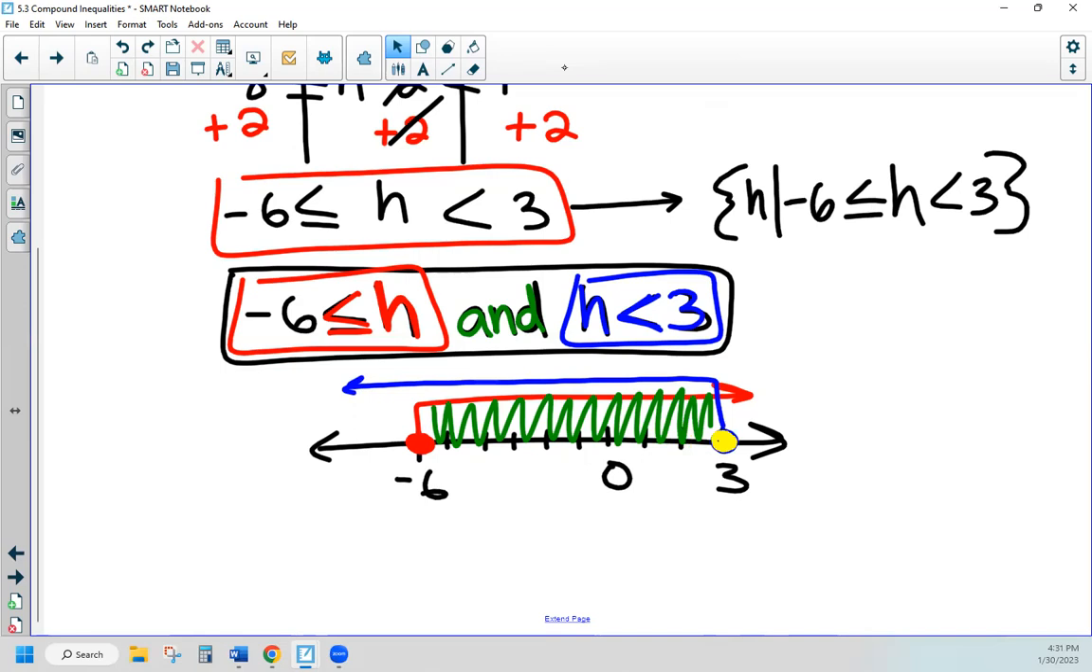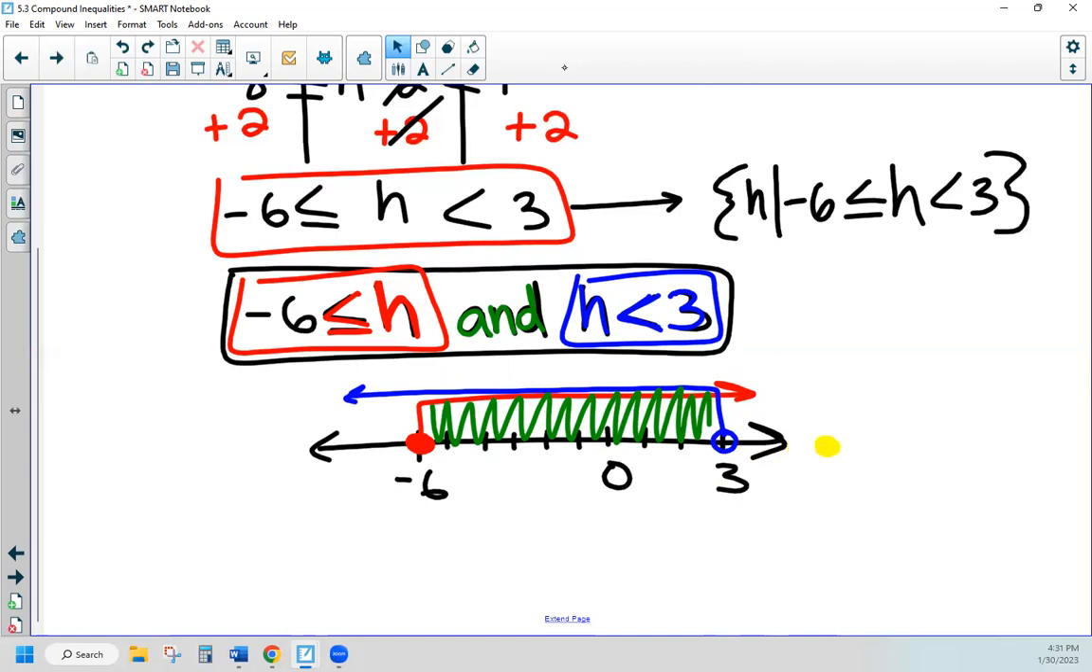The answer is maybe. Well, let's think about it. Is the number 3 under or part of this red section? And the answer is yes. But is it part of this blue section? The answer is no, because it's in the open circle. Remember that open circle means it is not part of that region. So on the 3, it would not be an answer.